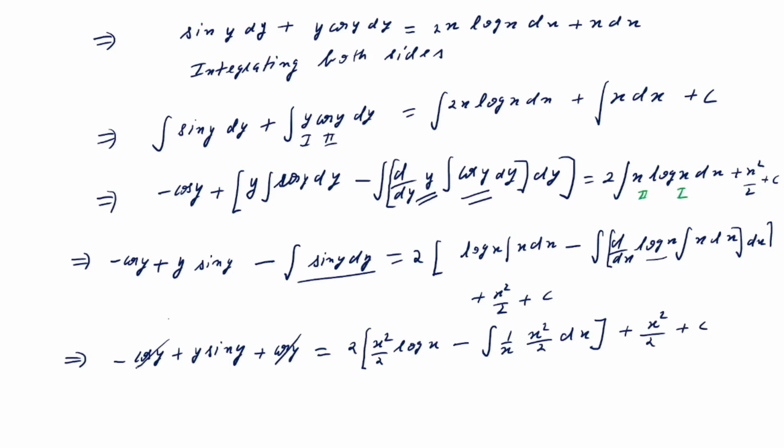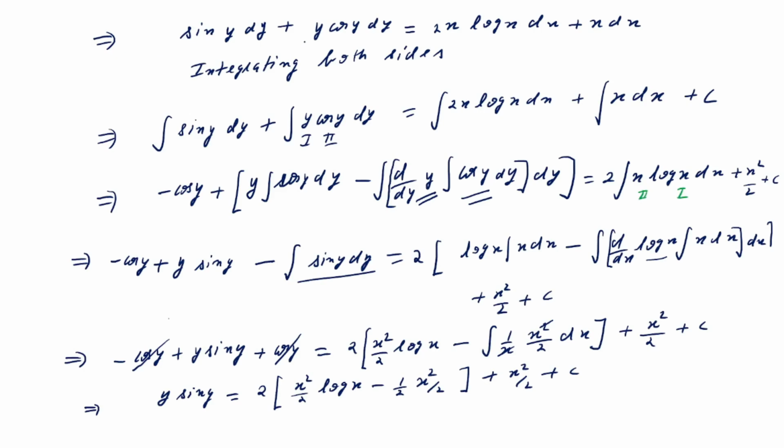This cos y will cancel. Now u remains: y sin y equals, I'm not going to open the bracket right now, x square by 2 log x, this x will cancel, so you have a minus, and the integration of minus 1 by 2 x square by 2. Now close this bracket, plus x square by 2 plus constant c. So I am just going to copy this in the next page and then we will solve.